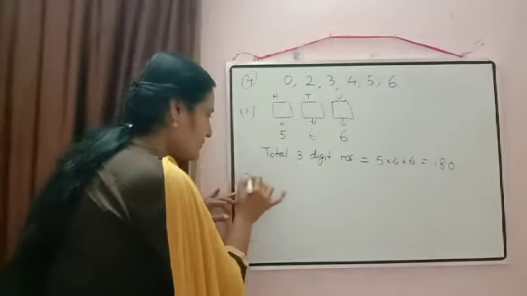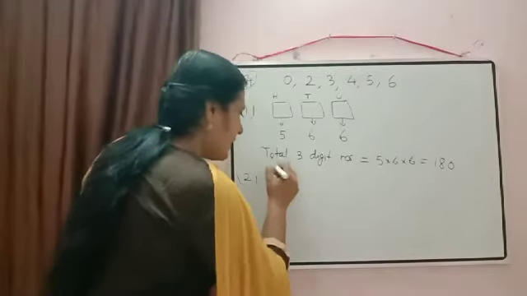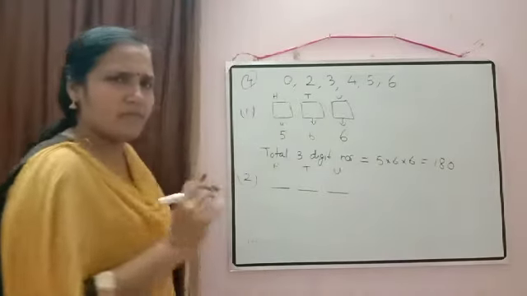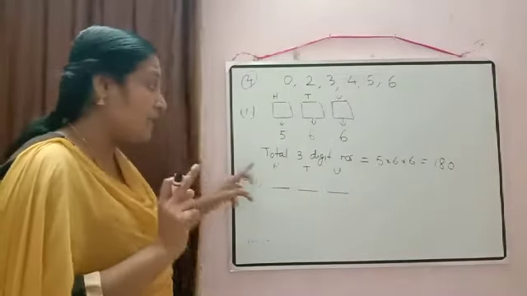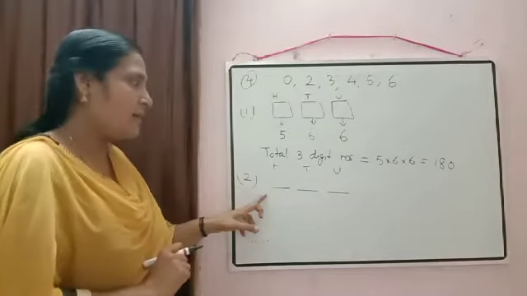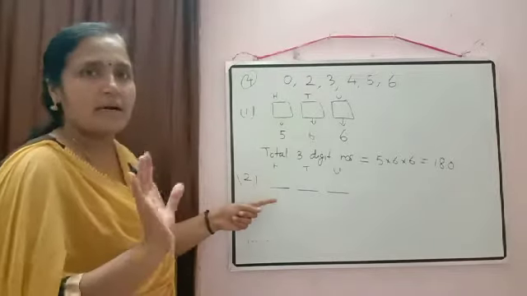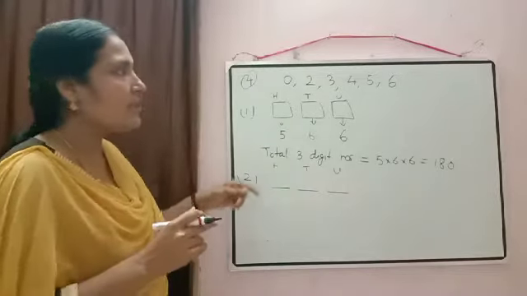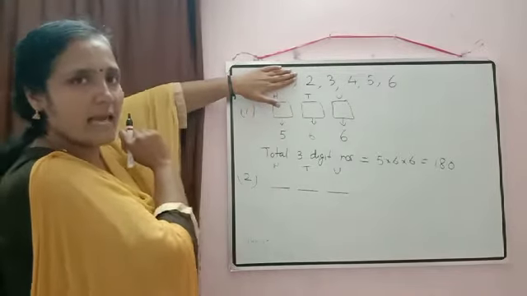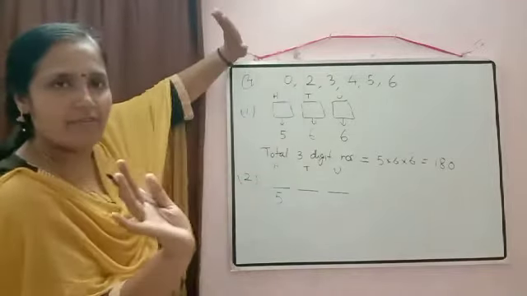Now the second case we will check, when repetition is not allowed. Again, hundreds place, tens place, unit place. Whenever you are writing the number, always fill the hundreds place first. Now repetition is not allowed there. Again, since we need a 3-digit number, 0 cannot come in the hundreds place. So what are the options available with us? 0 will not come. Any of the other numbers can come. So the hundreds place can be filled in 5 ways.